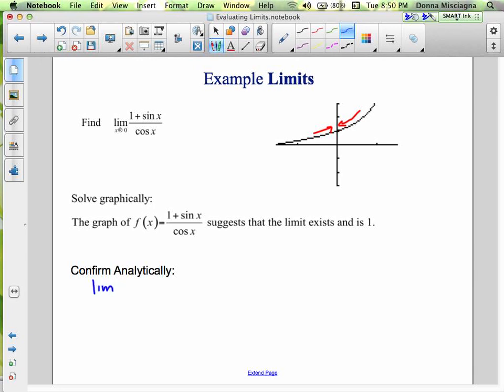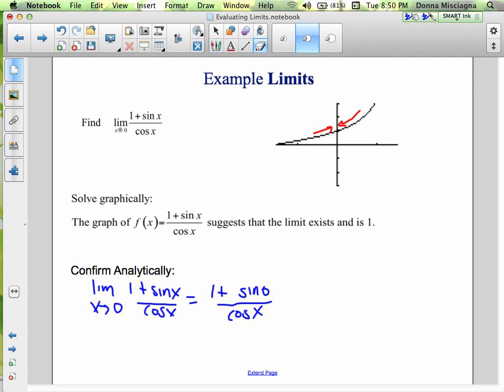We have no reason to believe we shouldn't use direct substitution. So we have the limit of 1 plus sine x divided by cosine x as x approaches 0. So I've got 1 plus sine 0 divided by cosine 0. Oops, I said 0, but I wrote x. Sine and cosine are both continuous everywhere. Let me fix that, and then we will quickly evaluate it because this is really super easy.